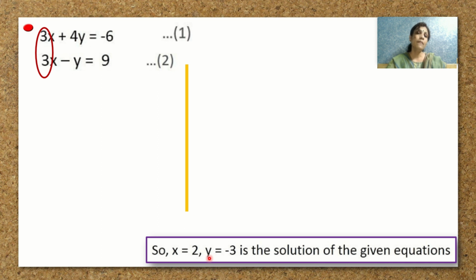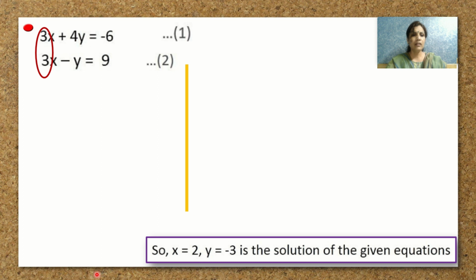But in this case, both the coefficients have got same sign. Both the coefficients are plus. Keep this in mind, this is very important. When the coefficients have similar sign, either both the coefficients are positive or both the coefficients are negative, in that case you will subtract one equation from the other. Now it's not compulsory that you have to always subtract equation 1 from 2 or 2 from 1. Whatever is convenient to you, you can subtract any equation from any other equation.